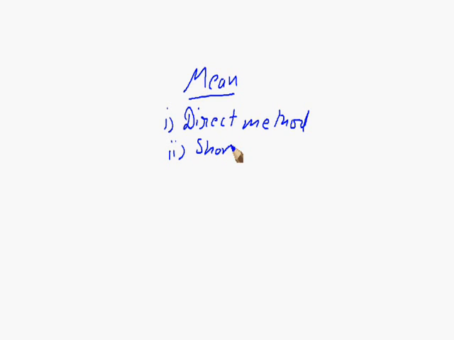Now there are several different methods to find the mean. The first one is the direct method, and the second method is the shortcut method, or we can say the assumed mean method.